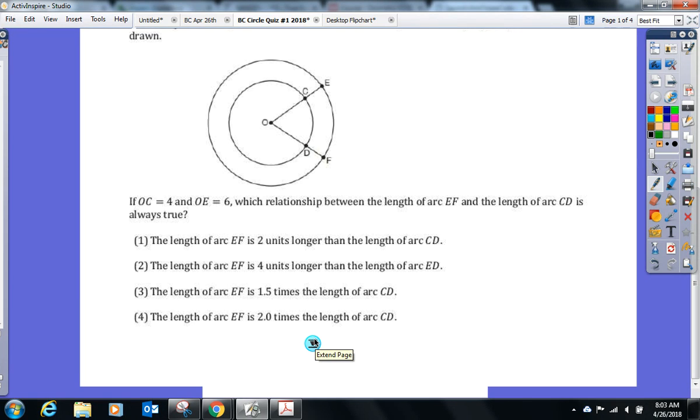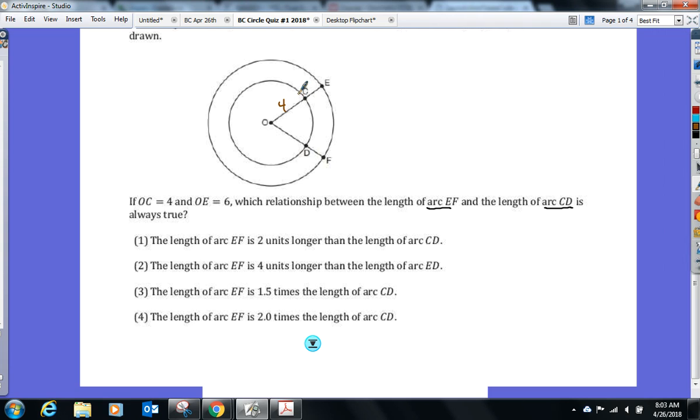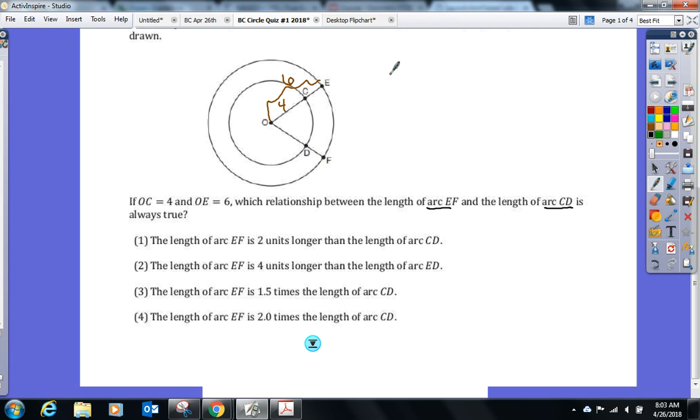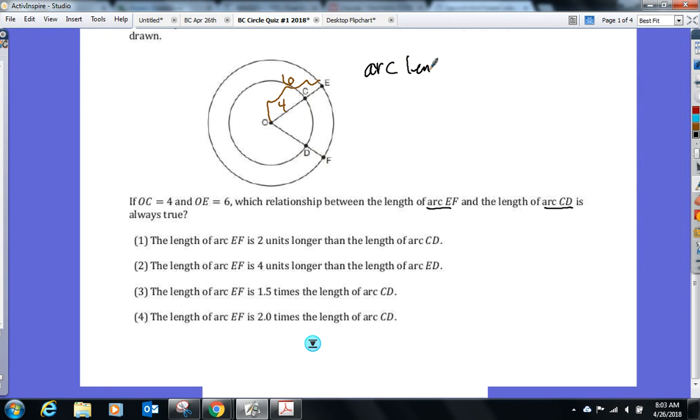What's the relationship between arc EF and arc CD? We were given OC is 4, OE is 6. And again, these may come up as multiple choice tomorrow. Arc length: measure over 360 times pi diameter. Ready? EF. I do not know the measure of the arc, but it doesn't matter in this case.